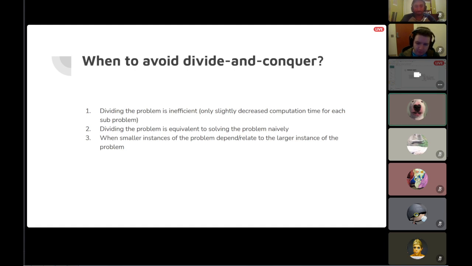And lastly, when the smaller instances of the problem depend on or relate to the larger instances of the problem, then it gets a little trickier to solve the problem with divide and conquer algorithms. Sometimes you could get around this by using dynamic programming, but for the most part, you're going to want to think of your other options when this is the case.